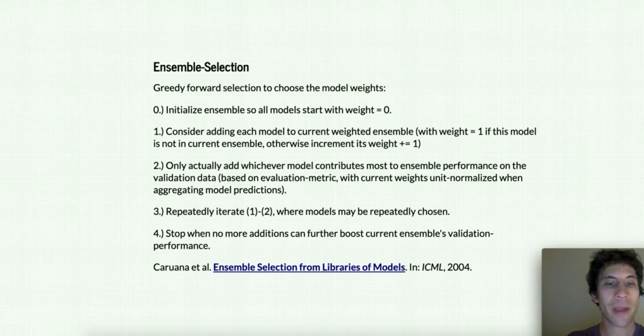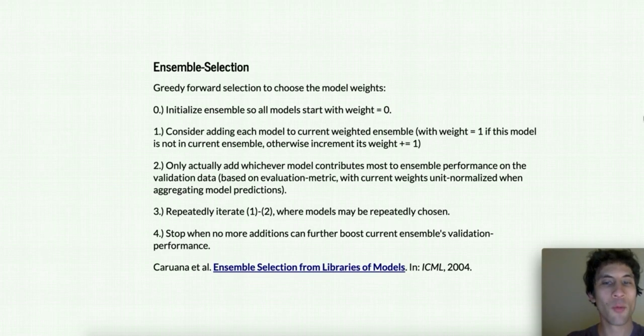To actually find the weights used for the ensemble returned in the previous AutoGluon run, we use the ensemble selection method proposed by Rich Caruana and co-authors in the paper linked below. This algorithm just runs simple greedy forward selection to choose the weights of each model in the ensemble. First, it initializes the ensemble so that all models start with 0 weight. Then, at each stage, it considers adding each possible model to the current weighted ensemble, with weight equal to 1 if this model is not already in the current ensemble, otherwise incrementing its weight by 1.